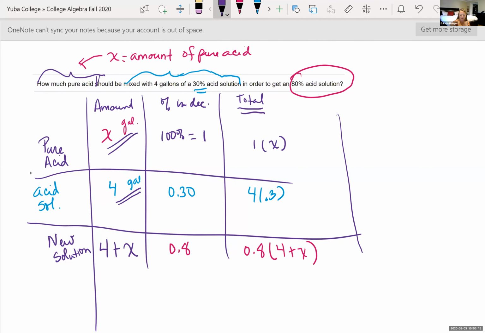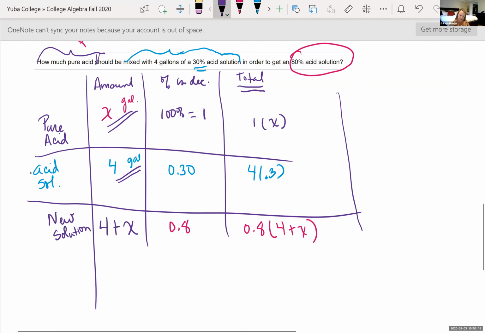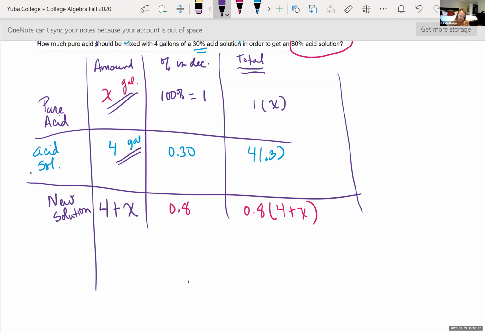So I'm taking my original pure acid, which is 100%, 1 times the X amount that I'm adding, plus we have the 4 gallons, all times the 30%, 0.3. We want this to equal 80%, so 0.8 of the new amount. Well, the new amount is the 4 gallons plus the X gallons we added.